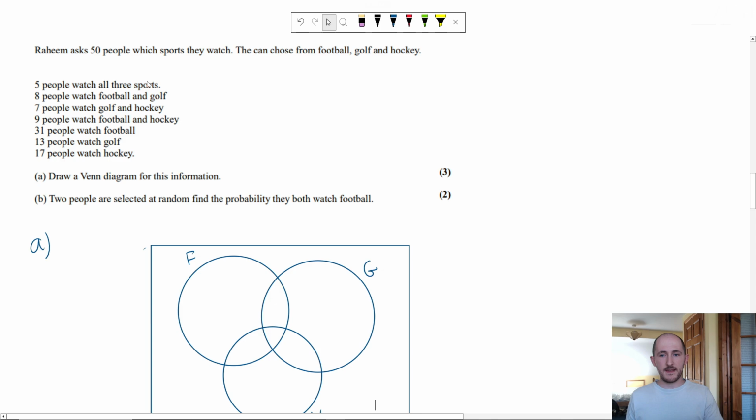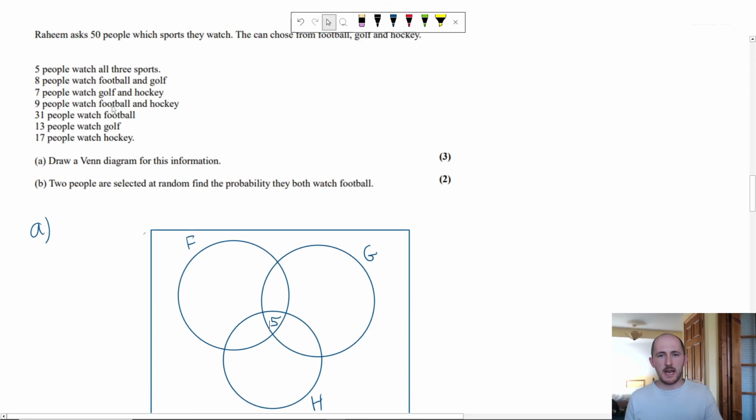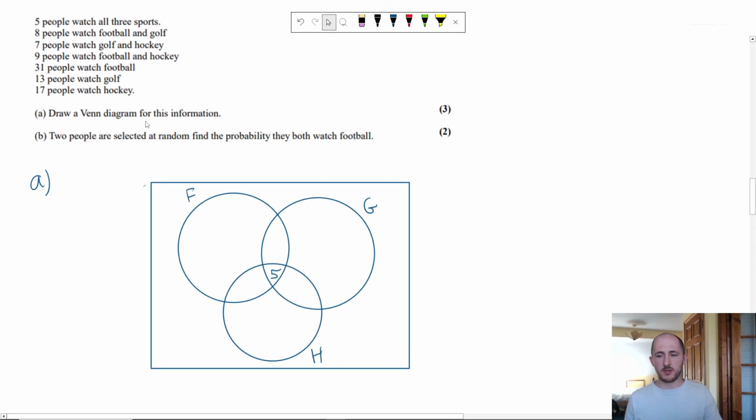So, luckily in this case, they actually wrote them in the order that we're going to be doing them in. Pretty useful. So 5 watch all 3 sports. There's no harm, no foul here. Just stick a 5 in the middle. Now with football and golf, it says 8 people. So you might be tempted to write this, the overlap between football and golf, 8. But this isn't quite correct. Because remember, it's saying 8 people watch football and golf.